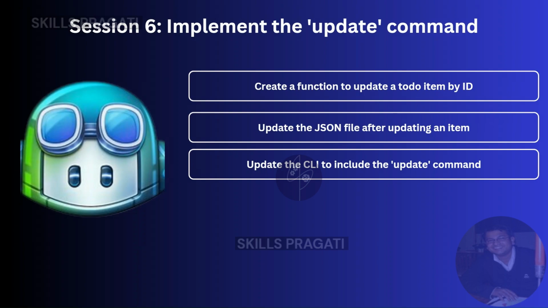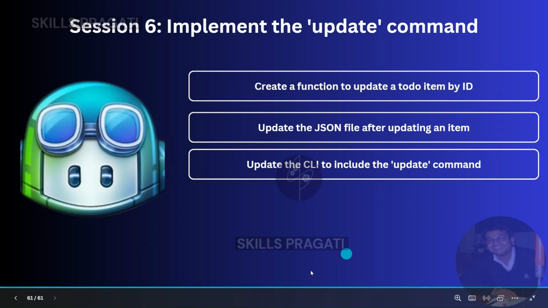Overall, this session is about enhancing the CLI with the capability to modify tasks in the to-do list, ensuring that users can keep their tasks current and accurate. This functionality is an essential part of the to-do application, as it allows users to make changes to their tasks as needed, maintaining the relevance and usefulness of their to-do list. So let's jump into Visual Studio Code to start the implementation.